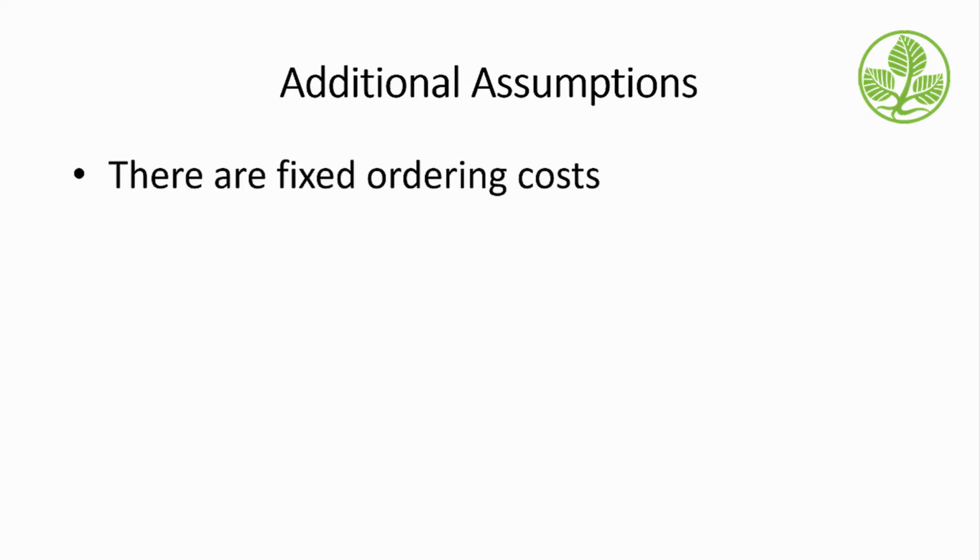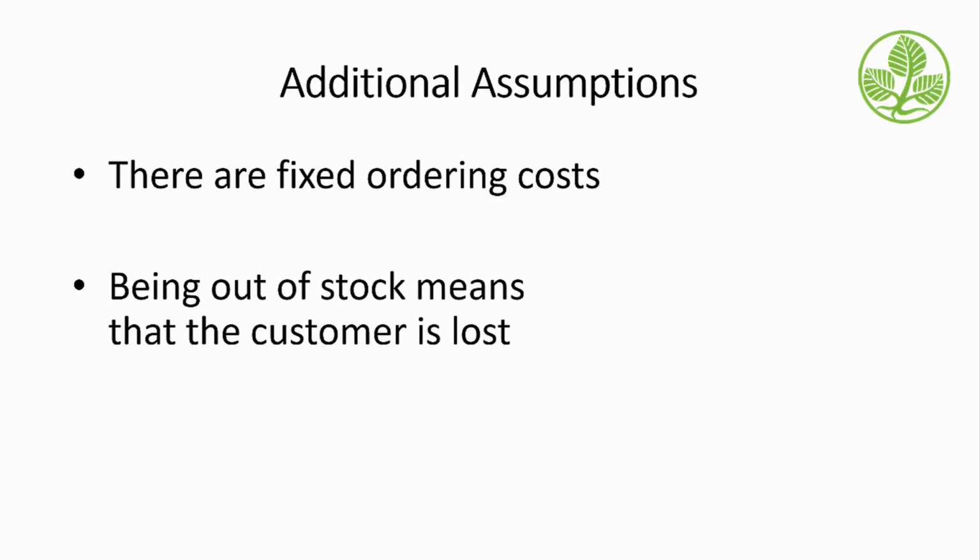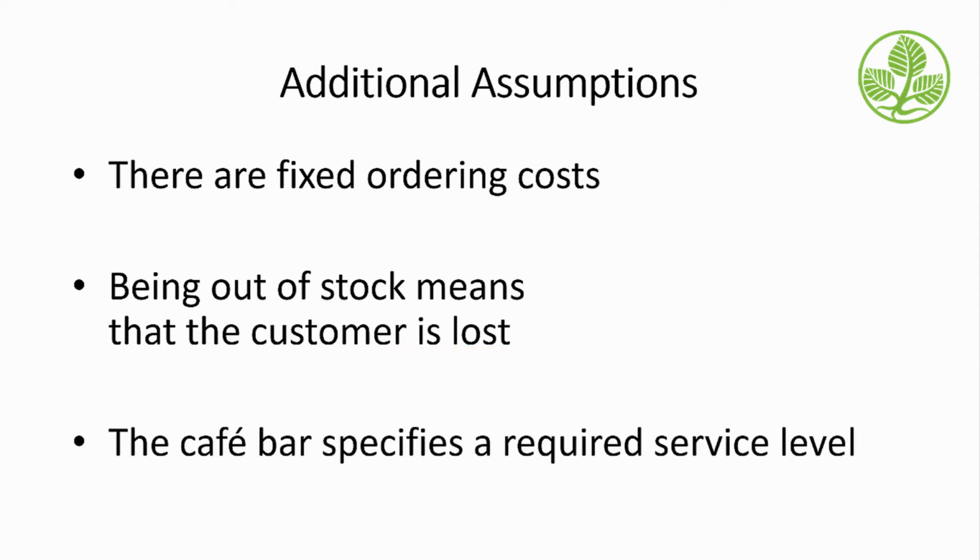There are a few assumptions that we should know when applying our approach. The first assumption is, when we place an order for drinks, we pay a per unit price for the drinks plus a fixed cost per shipment. This fixed cost could be internal cost of ordering or cost for shipping and handling. The second assumption is, if a customer orders a soft drink but there is no inventory on hand to fulfill the order, the order is lost. And the third assumption is, the cafe bar, or better, the manager of this cafe, specifies a service level. But what is meant by service level?